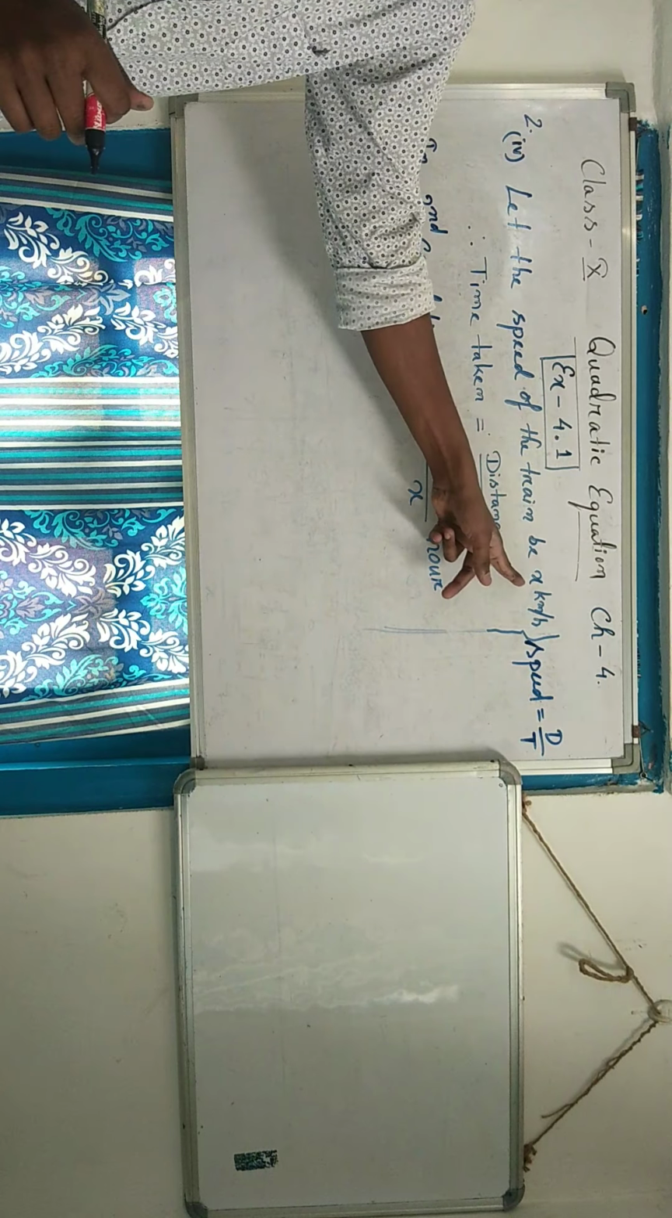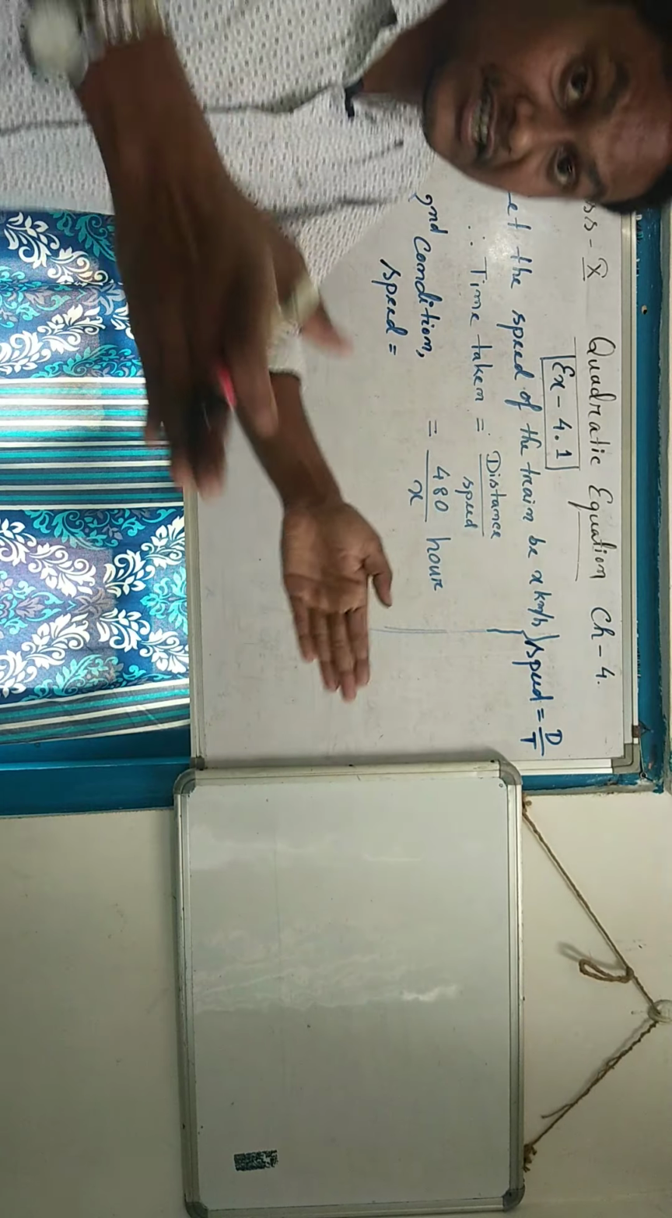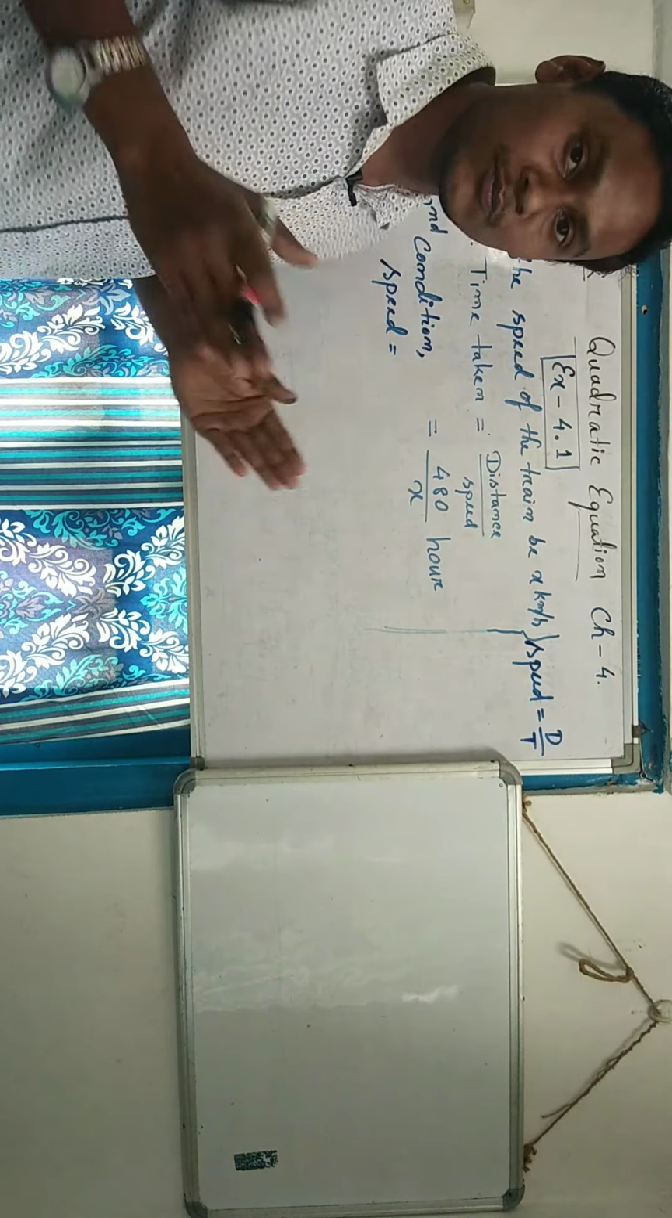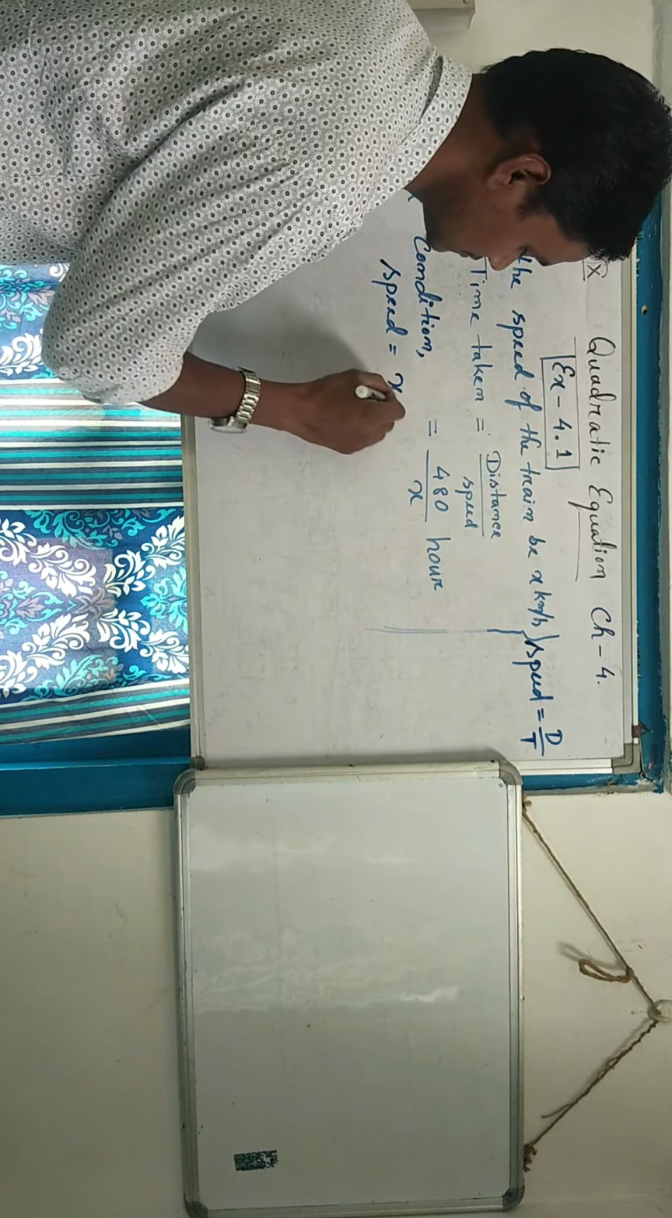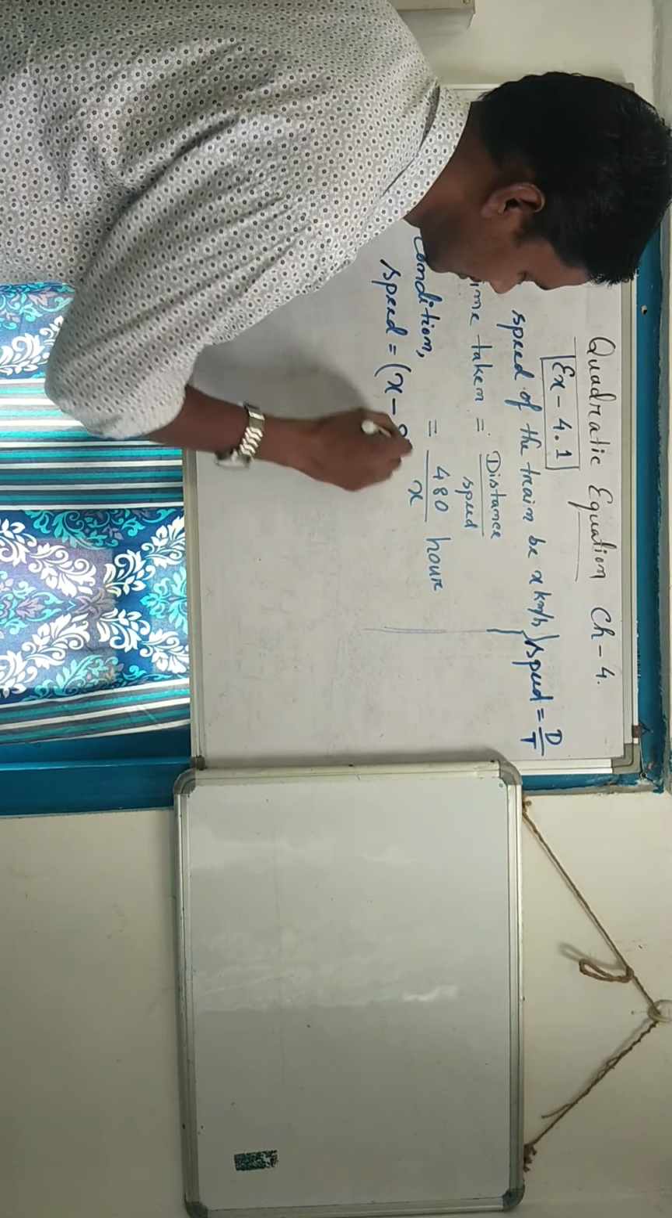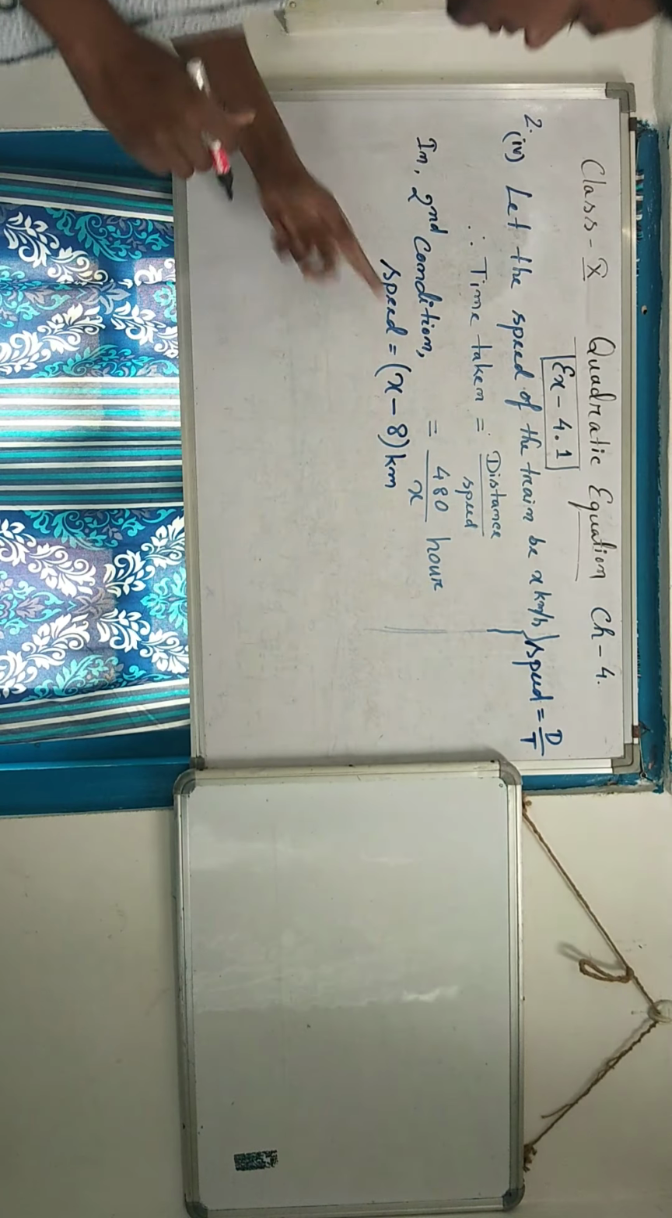Earlier, look at the speed. Speed is x km per hour. Now speed is reduced. In the second condition, speed is reduced. Reduced means minus. So speed is reduced by 8 km per hour. So this is the speed.